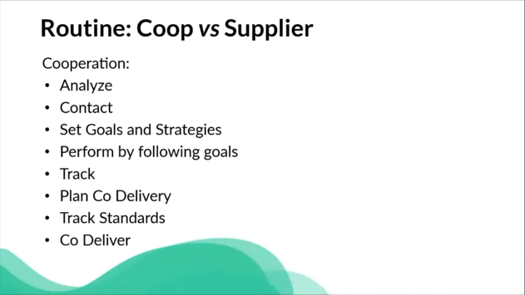And for the cooperation, we must analyze the LC in question. We must contact their VP so you guys can set goals and strategies. We must perform by following goals. So if we combine our goals, we set a set number of approvals. So we must perform so we can get all these approvals in the least amount of time. We must track these results so we can plan the code delivery, track standards, and code deliver. Standards are everything, everything. So no matter if ICX or OGX, standards are everything. We must ensure complete experiences.